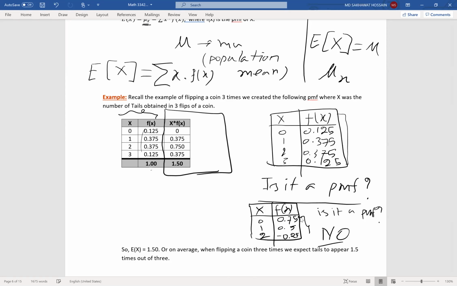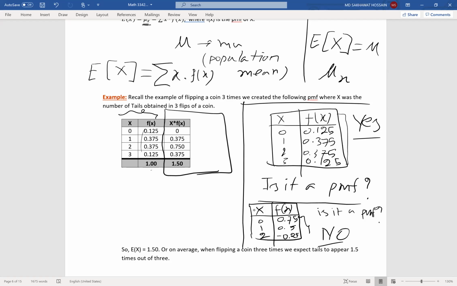The answer is no. And for this one, yes, this is a PMF because all the values are between 0 and 1, and the total probability is 1. So the first one is a PMF, but the second one is not a PMF. Okay, so let's go back to the expected value.